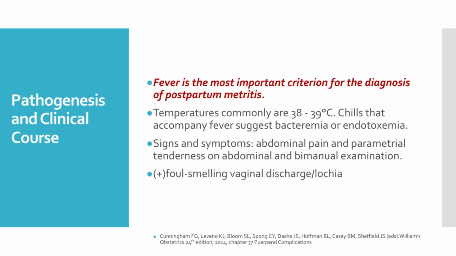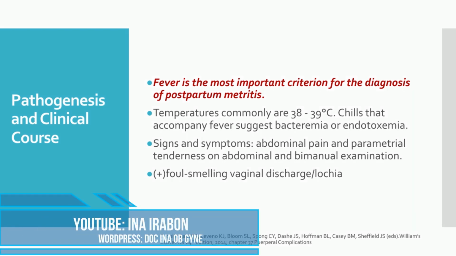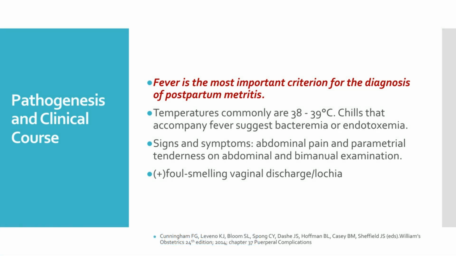Fever is the most common criterion for the diagnosis of postpartum metritis, and usually the temperatures are in the 38 to 39 degrees centigrade range. Chills that accompany fever suggest bacteremia or endotoxemia. Signs and symptoms include abdominal pain and parametrial tenderness during abdominal or manual exam. Usually metritis is accompanied by foul-smelling vaginal discharge or lochia.